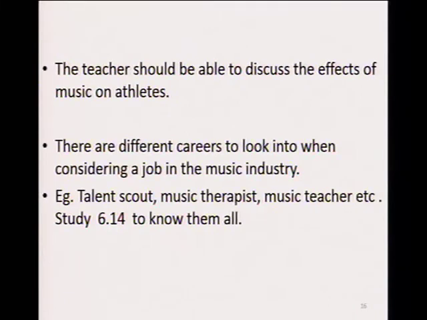The teacher should be able to discuss the effects of music on athletes. There are different careers to look into when considering a job in music industry, where, for instance, talent scout, music therapist, music teacher. If you study 6.14, you will know the different types of careers. And it's very important that you study all, because you do not know how many will be requested for you to mention in the exam.